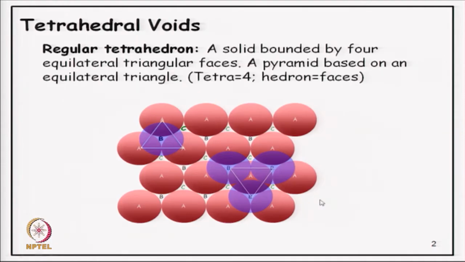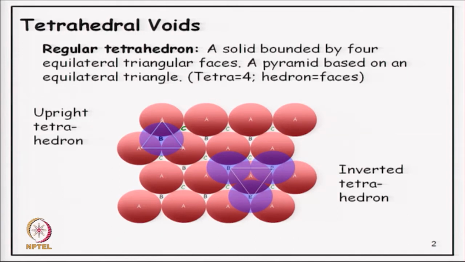So, we can see that between 2 close packed layers A and B, we have tetrahedral voids, and there are 2 kinds of tetrahedral void. One is the upright tetrahedron with a base of 3 A atoms and a B atom coming on top, or with a base of 3 B atoms, an A atom coming from below will give us an inverted tetrahedron. So, tetrahedral voids are there between 2 layers of close packed spheres, and they are in 2 different orientations, upright tetrahedron and inverted tetrahedron. Let us now look at the other kind of void.